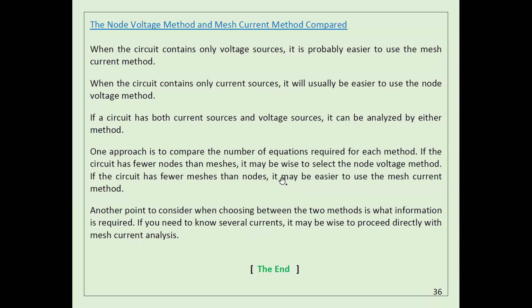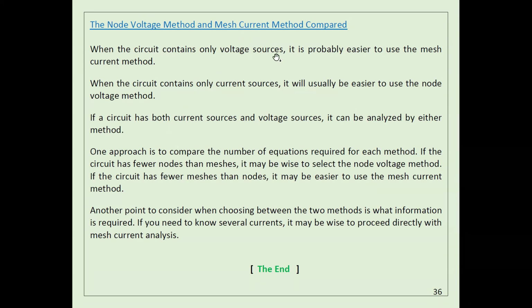In the last slide in this chapter, I'm telling you that if I don't ask you to solve the question in a specific way, you need to think a little bit about which approach is more efficient than the other. Usually I give you some advice here. When the circuit contains only current sources, it may be easier to use the node voltage method. Why? Because in the node voltage method, we apply Kirchhoff current law. I don't need to get the voltage across the current source, since I'm not applying Kirchhoff voltage law. That would be a problem.